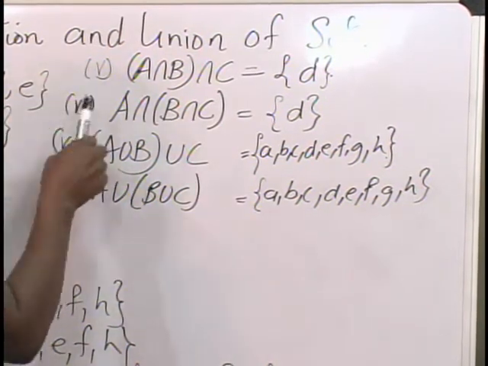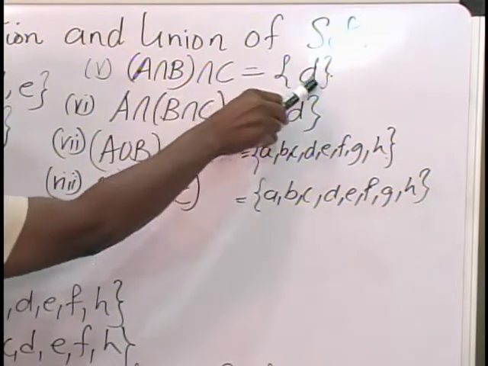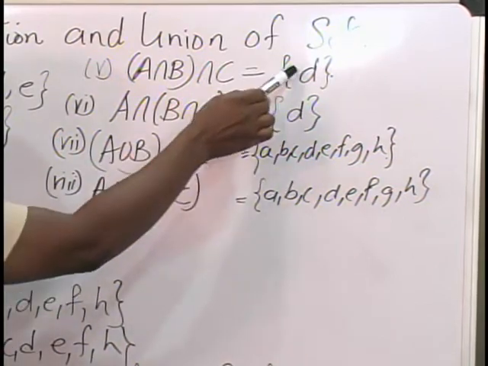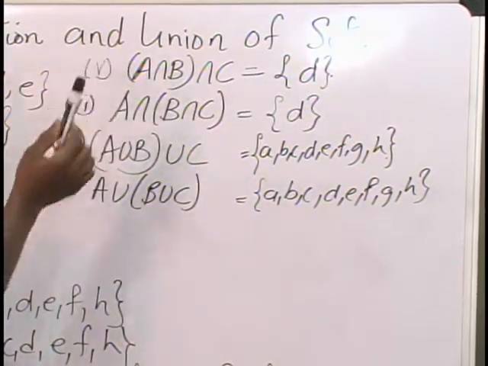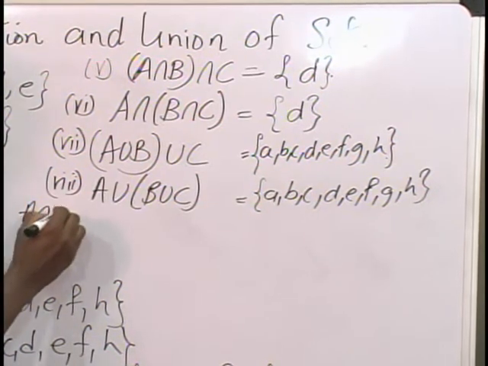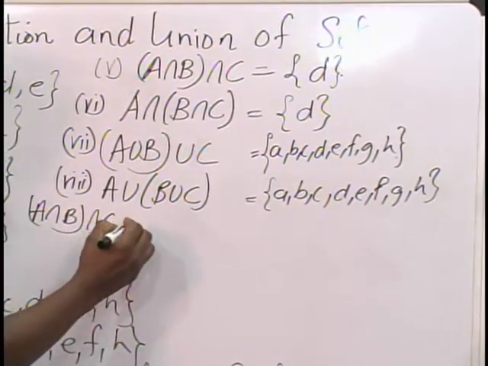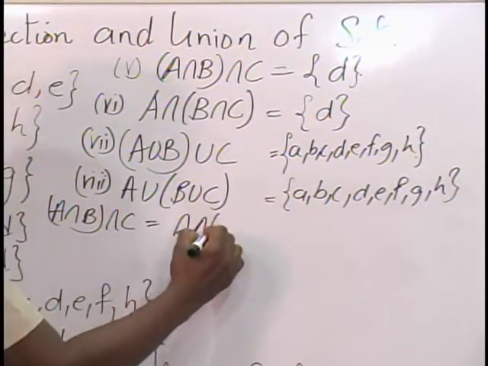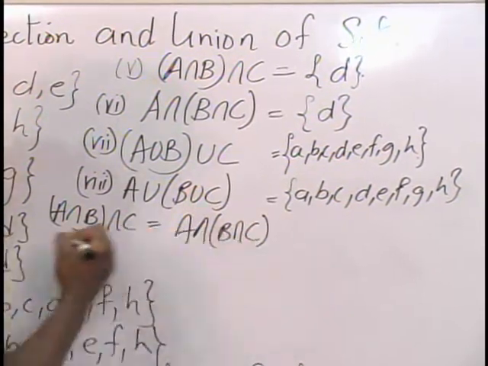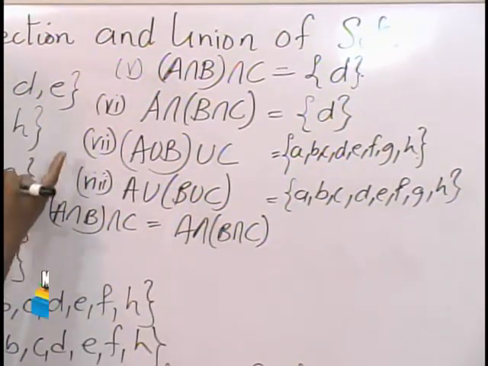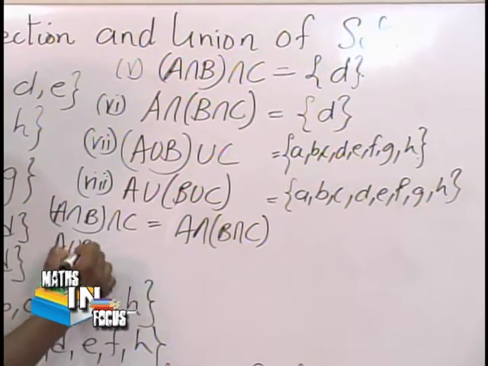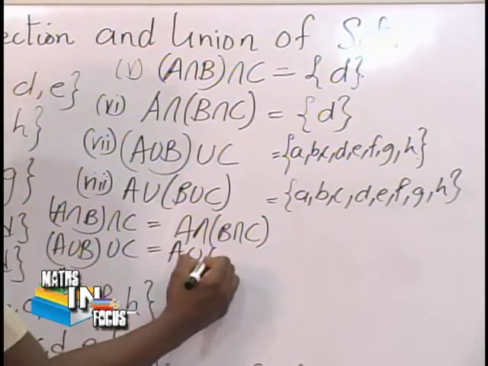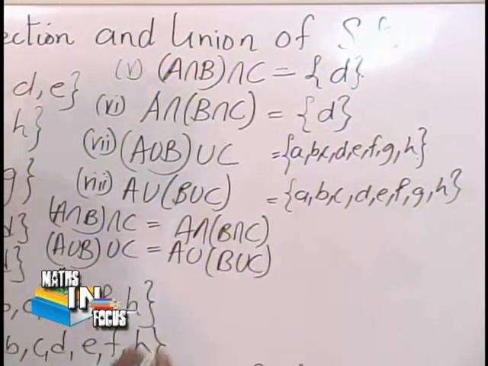With 5 and 6, we had A intersect B intersect C, and we got D. And in 6, we got A intersect B intersect C, and again we got D. So the conclusion we can draw there is that A intersect B intersect C is equal to A intersect B intersect C. And when we look down in the final two, we see A union B union C is equal to A union B union C.